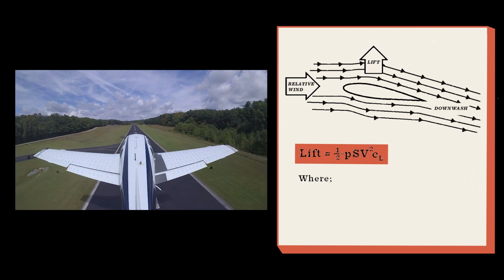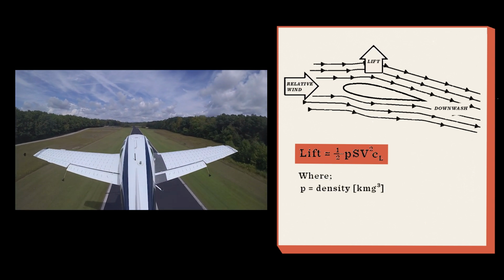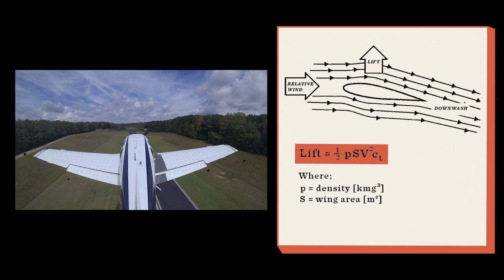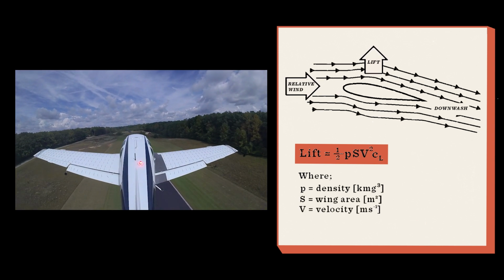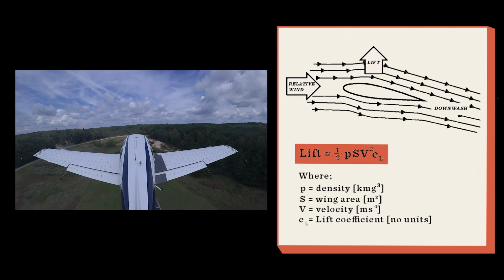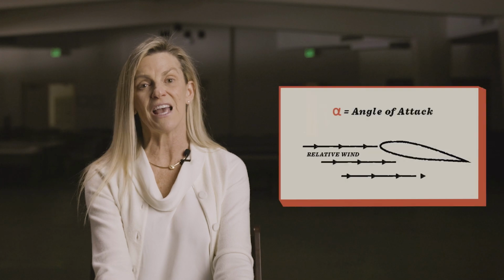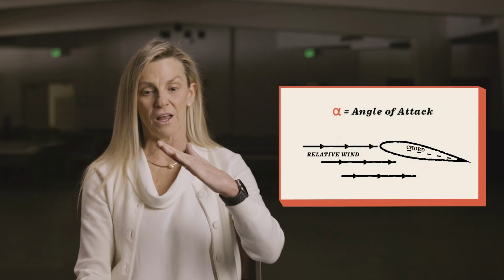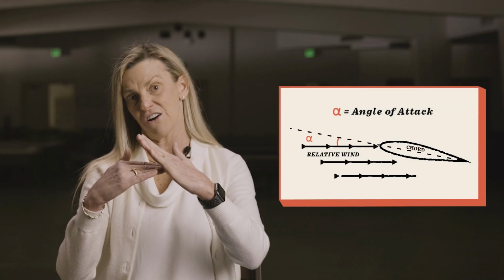The lift created by an airplane is equal to the air density over 2 times the wing area times the velocity squared times the coefficient of lift. The coefficient of lift is just really a code word for angle of attack. So that's the angle with which the chord line of the wing meets the air.